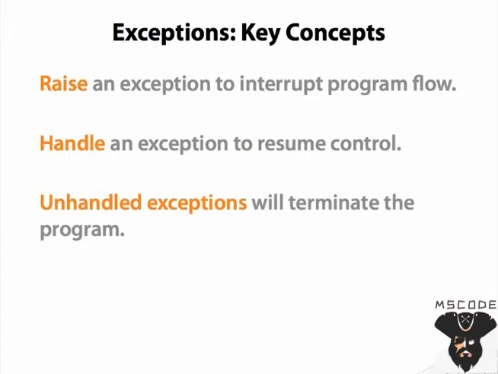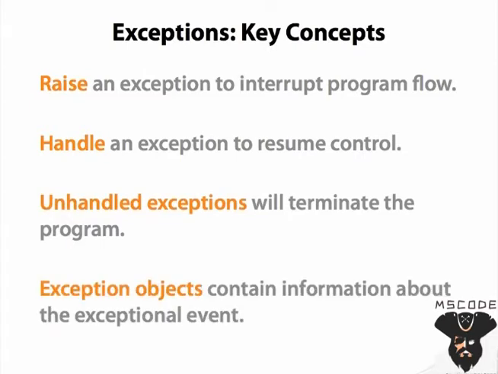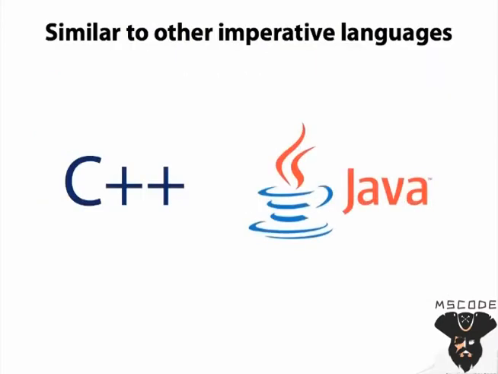If an exception propagates up the call stack to the start of the program, then an unhandled exception will cause the program to terminate. An exception object, containing information about where and why an exceptional event occurred, is transported from the point at which the exception was raised to the exception handler so that the handler can interrogate the exception object and take appropriate action. If you've used exceptions in other popular imperative languages like C++ or Java, then you've already got a good idea of how exceptions work in Python.